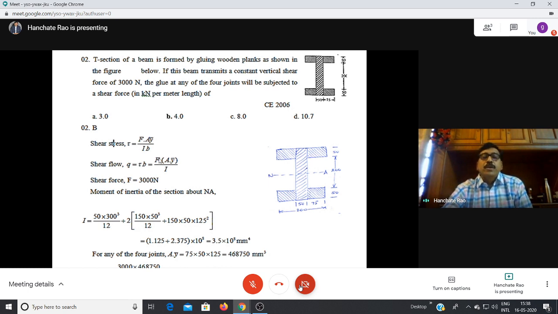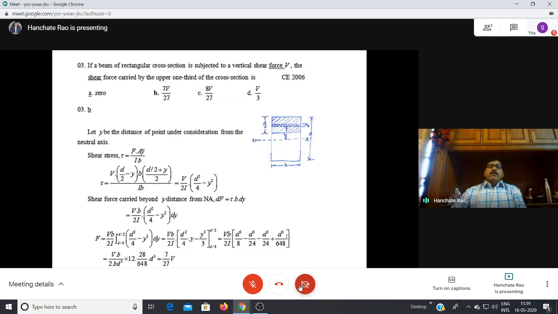Q is equal to F into AY bar by I. So if you substitute that, you get Q. What is that? That is the shear flow at any glue joint. So option B is the correct answer. Simply we have to use the same formula: tau is equal to F into AY bar by IB.